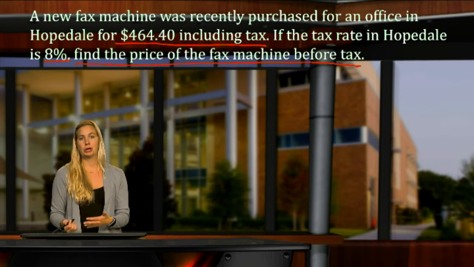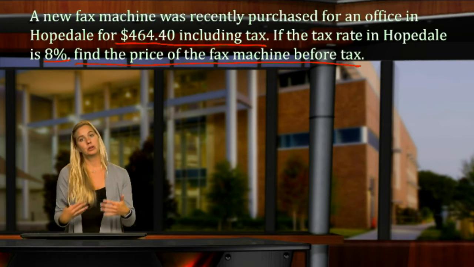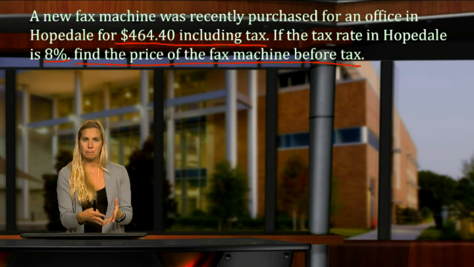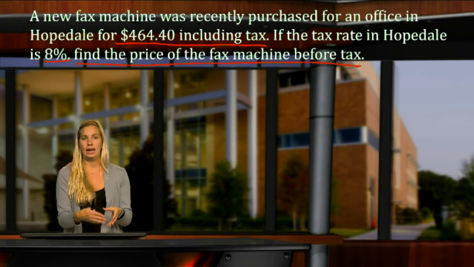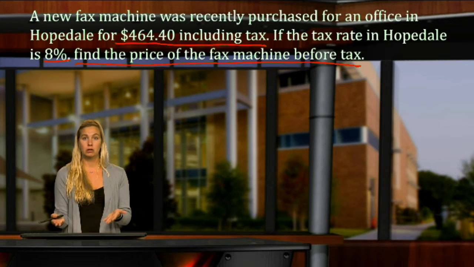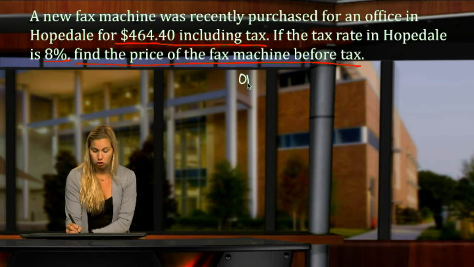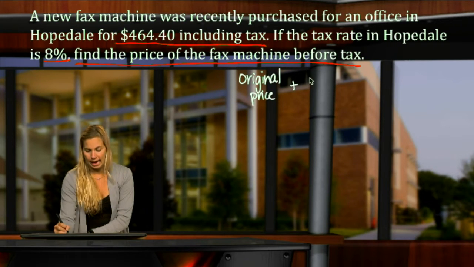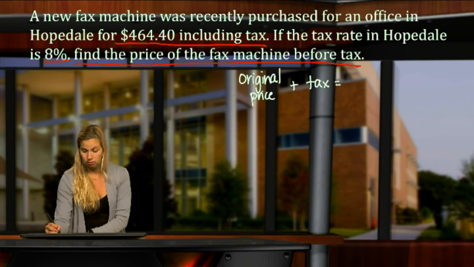Every one of us has experience of buying a good that has tax applied. So let's think about this. I go to the store, I find a product that I want to buy, and I look at the sticker price. I know that that's not the price that I'm going to pay at the cash register. I have to consider the tax that's going to be added to that. So the situation that I'm describing is we've got our original price, or the sticker price. We're going to add tax to that, and that equals the price that I paid, or the amount paid.